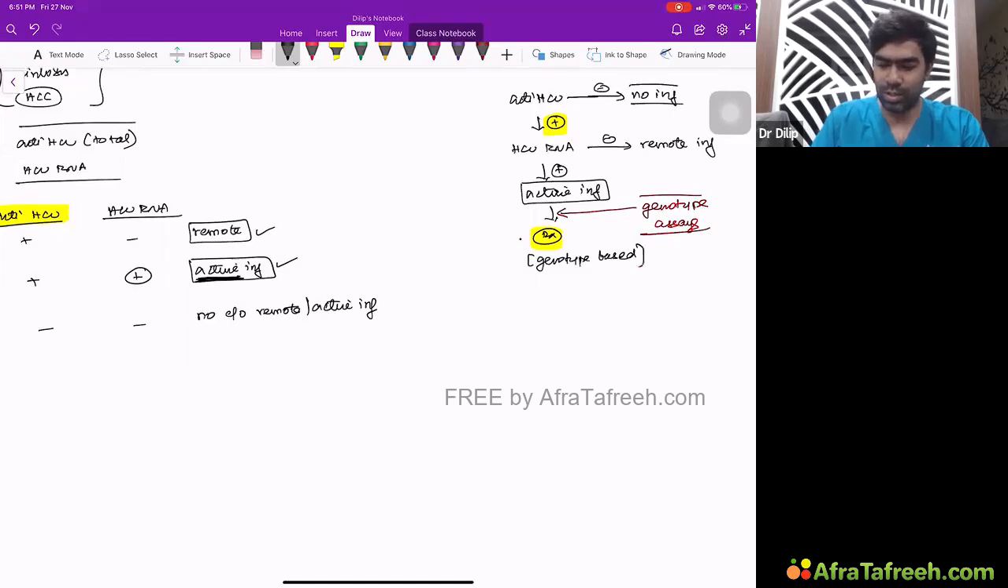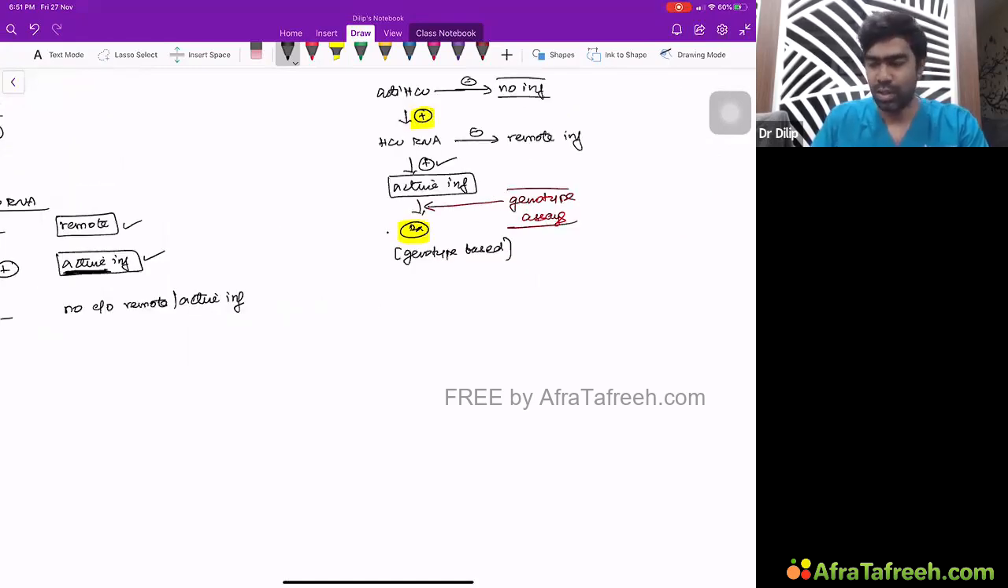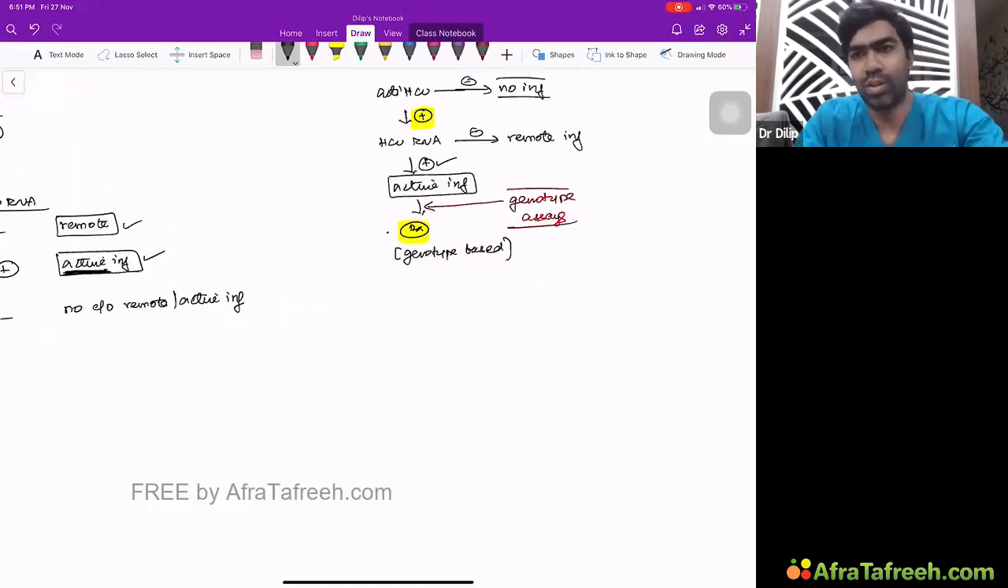Once I know it's HCV RNA positive, ideally I should do the genotype assay. Once I know the genotype, only then will I initiate the treatment. So this is a standard rule. Anti-HCV positive, then see if HCV RNA is positive. It must be an active infection. Before starting the treatment, do the genotype assay. Once you know the genotype, you are going to initiate the treatment. Because once again, HCV treatment is genotype based.